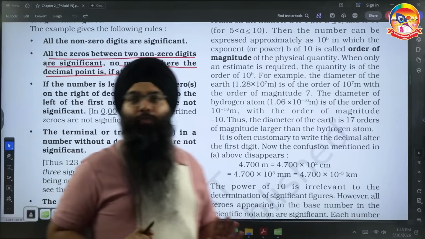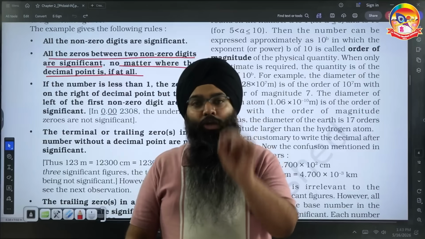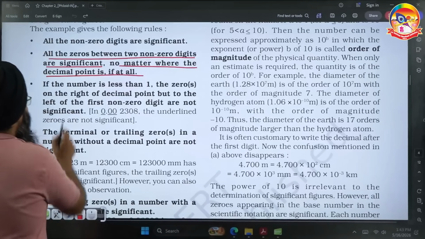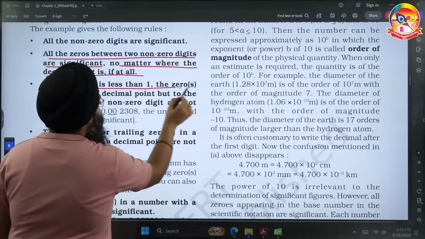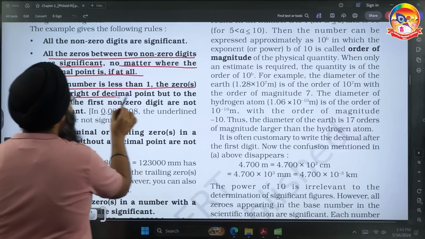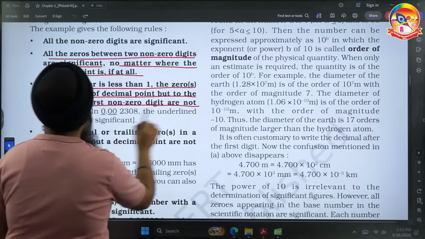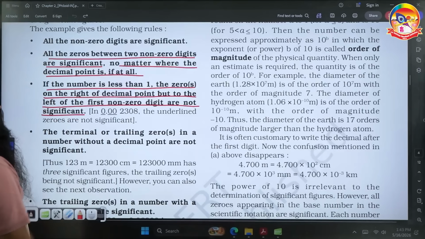Even if there is a decimal point or there is no decimal point, the 0 in between two non-zero digits will always be significant. What is the third rule? If the number is less than 1, the zeros on the right of the decimal point but to the left of the first non-zero digit are not significant.